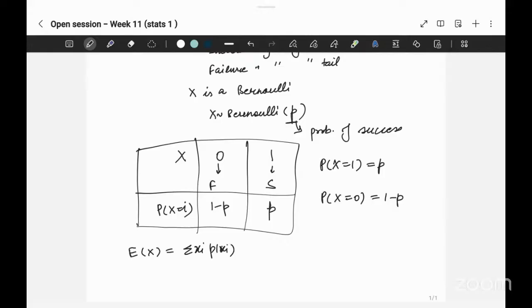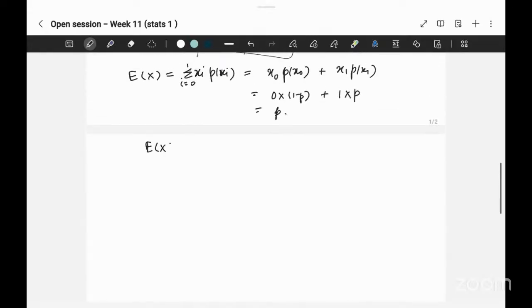Correct. So my i is going from what? 0 to 1. So this will be what? x taking value 0 and the probability at x equals 0, plus x equals 1 and the probability at x equals 1. Then it will be 0 into 1 minus p plus, sorry, x1 is 1 into p. So this will be my p. So we have that my expectation is equal to p. So this is the expectation for a Bernoulli trial.